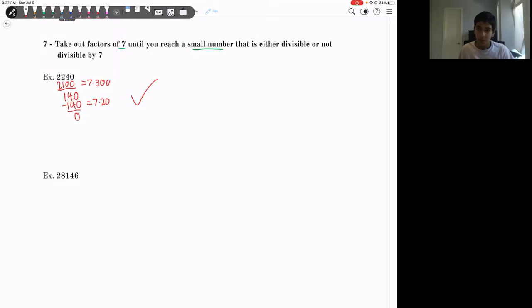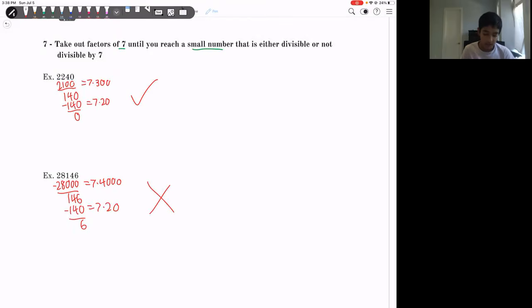Let's look at a more tricky example. What about 28,146? So obviously we can take out 28,000 because it's a clear factor. This is 7 times 4,000. And we're left with 146. And you can take out 140, which is 7 times 20. And we're left with 6. And 6 is not divisible by 7. So this whole number isn't divisible by 7 either.